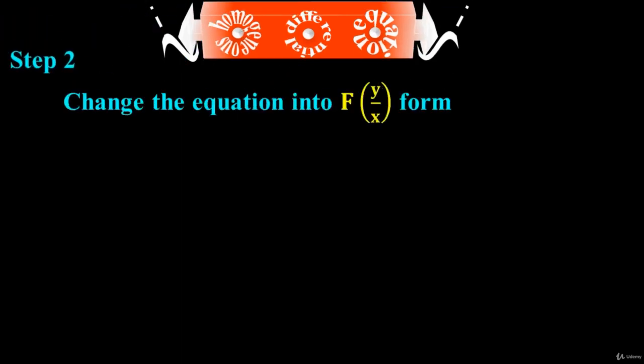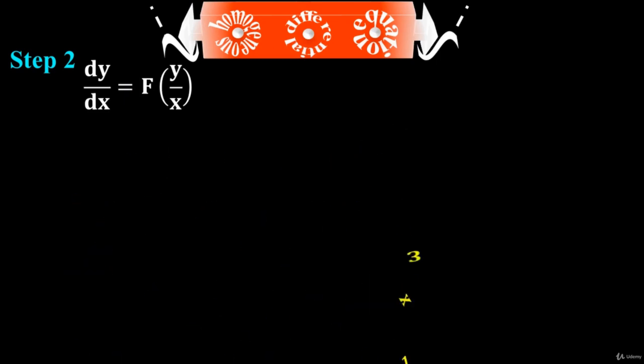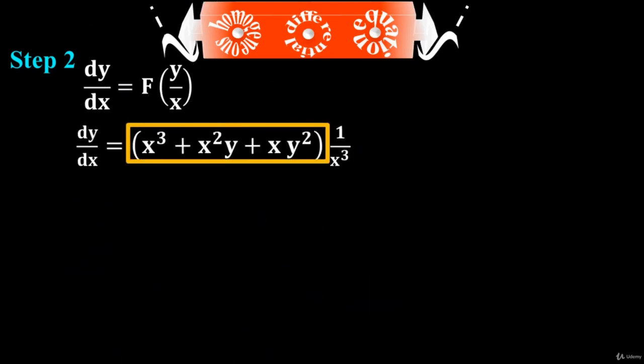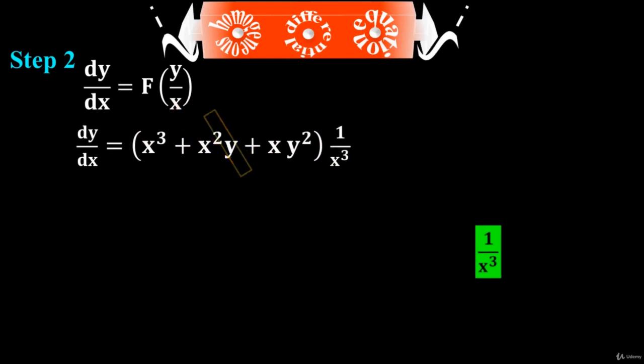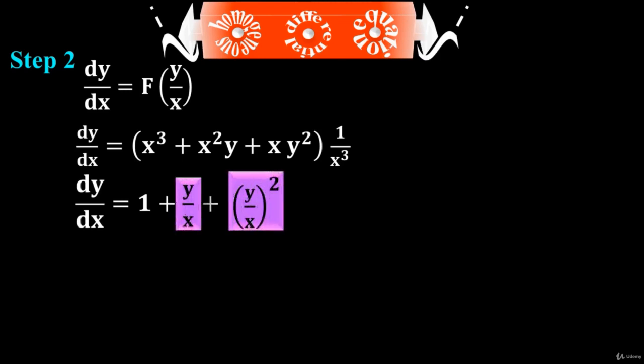Step number 2. Change the equation into f of y over x form. My new equation will be in the form dy/dx equals f of y over x. How to do that? Multiply the given function by 1 over x cubed. After simplification, I got 1 plus y over x plus y over x squared. That's how I got my equation in y over x form.